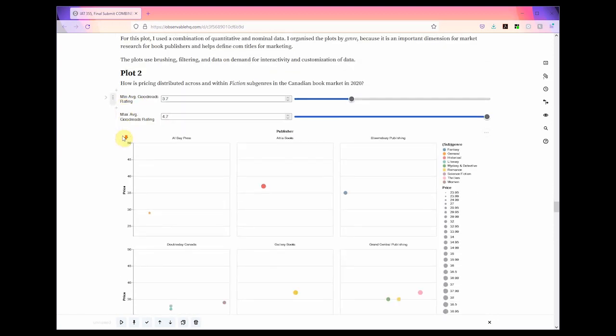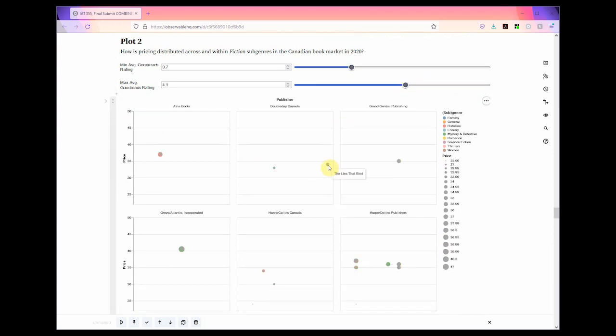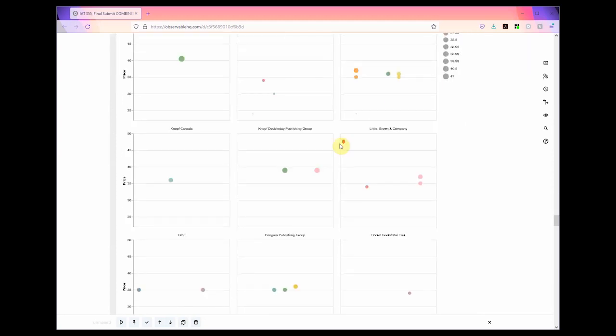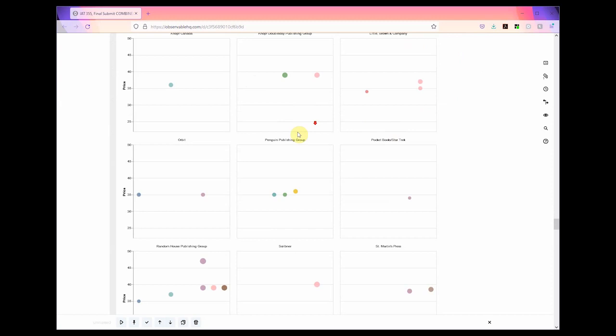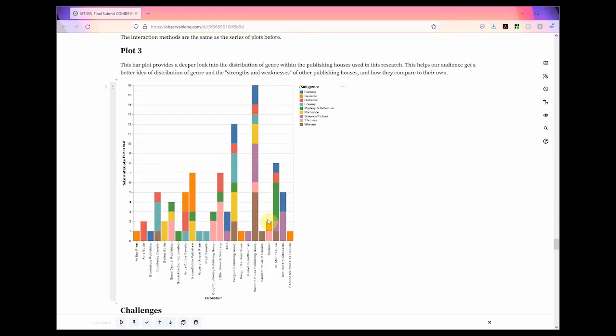The next plot explores the distribution of pricing within each publishing house, with added dimension of genre and the filter for Goodreads average rating. This plot helps marketing departments decide on price for a title and how it compares to their competitors. Lastly, we made a bar chart that showcases the distribution of genre within each publishing house.